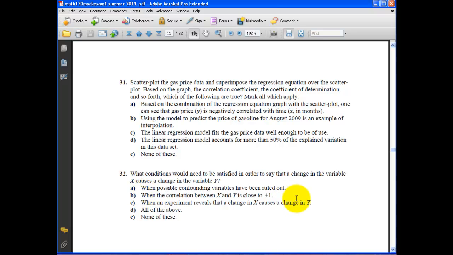That would be true when possible confounding variables have been ruled out, that's very important. When the correlation between x and y is close to plus or minus 1, yeah, we like to see a nice high r-squared or r value there. That would be good. When an experiment reveals that a change in x causes a change in y, that's very important, because you can never infer causation from an observational study, which is what that was. We were looking at, or which is what we typically see with regression. So I'd go with choice D on that. It'd be all of the above. That sounds correct to me. Anyway, I hope this helps.